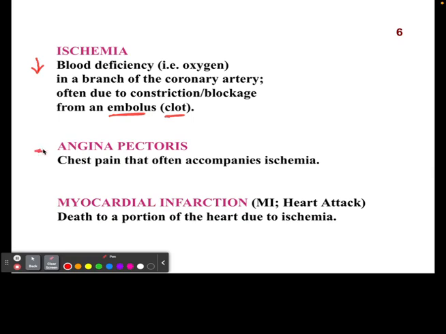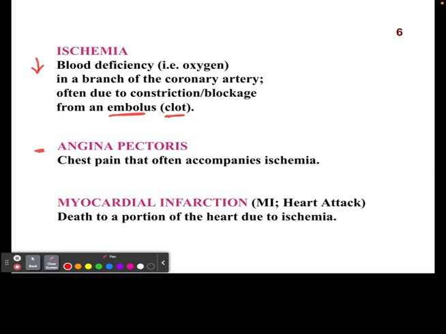Angina is a term that we hear that has to do with ischemia. If you have an ischemic attack, typically you feel that pain in your chest. So they go together. When you have angina, that just means that you have that chest pain associated with the ischemia, the lack of oxygen to your heart.